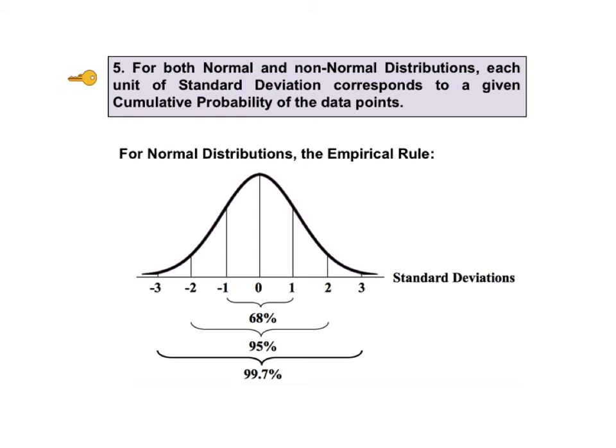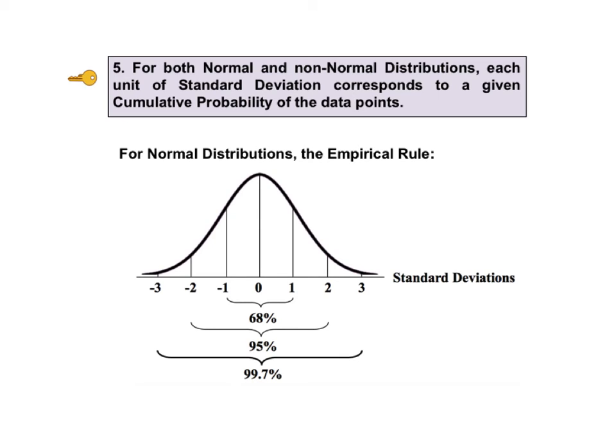Key to understanding number 5 says, for both normal and non-normal distributions, each unit of standard deviation corresponds to a given cumulative probability of the data points. For normal distributions, we have the empirical rule, also known as the 68, 95, 99.7 rule. In this graph, an area under the curve calculates the cumulative probabilities of all points in the range of values under that part of the curve.